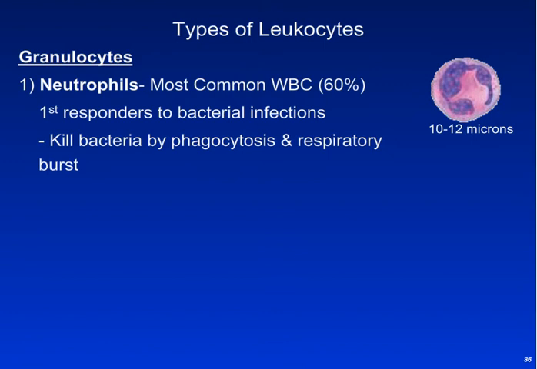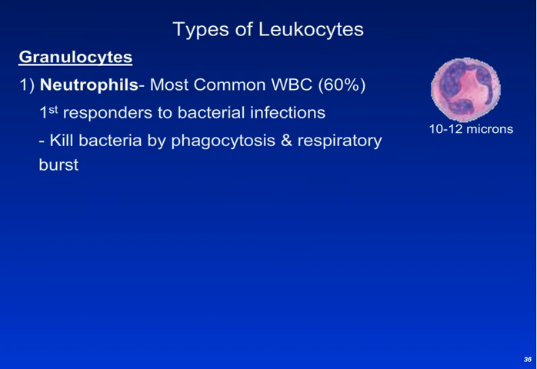The first of the granulocytes are the neutrophils. Neutrophils are the most common white blood cell, accounting for 60-70% of the blood cells by number. They are called neutrophils because the granules stain equally with both the eosin, which is pink, and the basic dye, which tends to be blue. As a result, the granules don't really stand out from the background color of the cytoplasm.